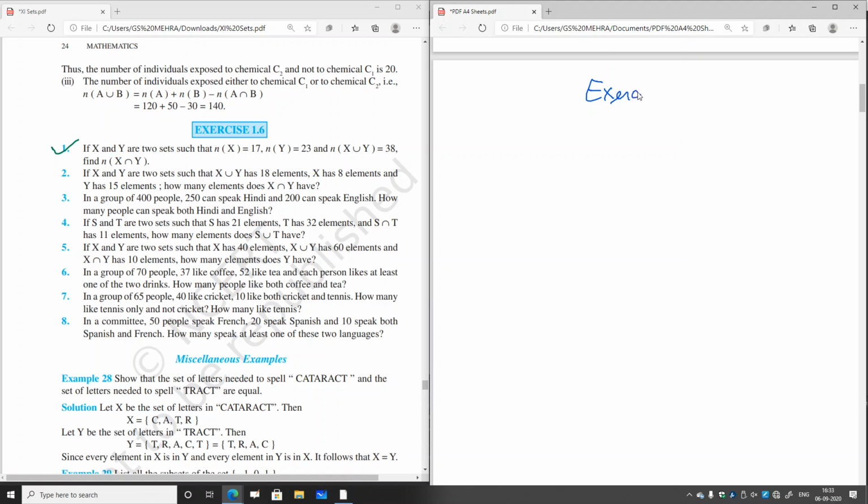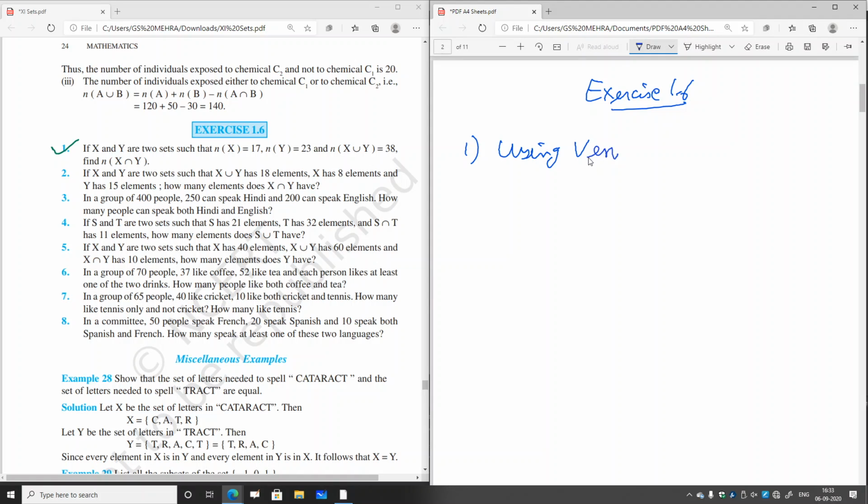So exercise 1.6. Both methods will do here. First one, using a Venn diagram. First we'll draw the rectangle that represents the universal set.